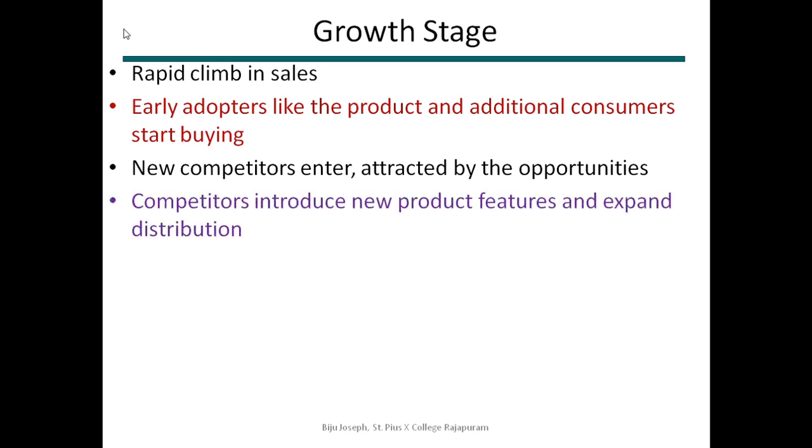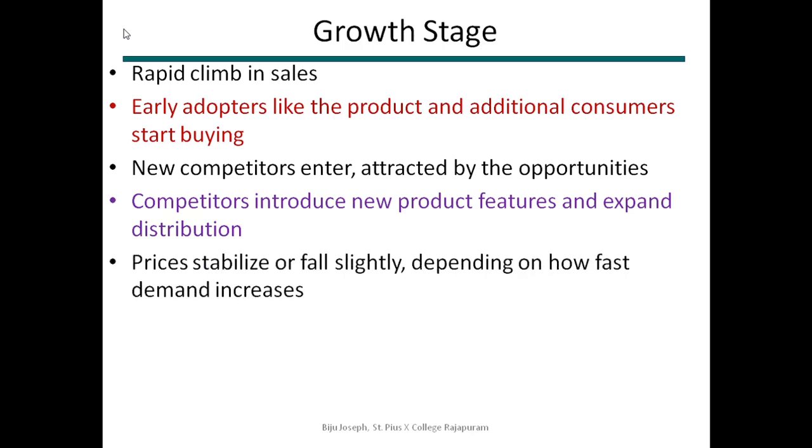Competitors introduce new product features and expand distribution, in order to tap the market, in order to attract customers. The competitors who come to the market may introduce new product features, and they may also try to expand their distribution system to reach maximum number of consumers. Prices stabilize or fall slightly depending on how fast demand increases.